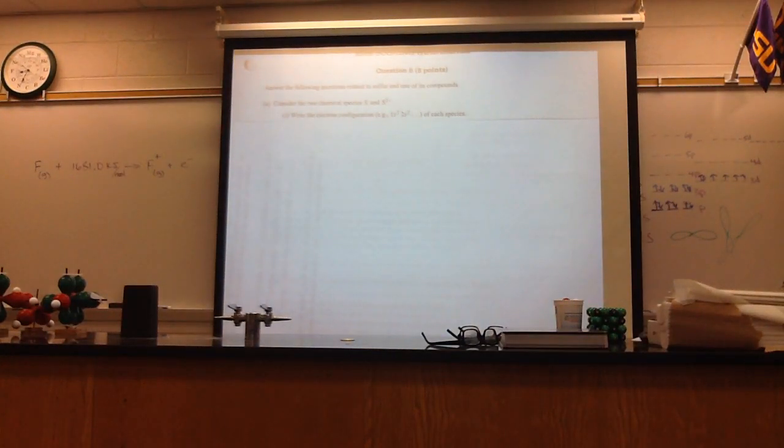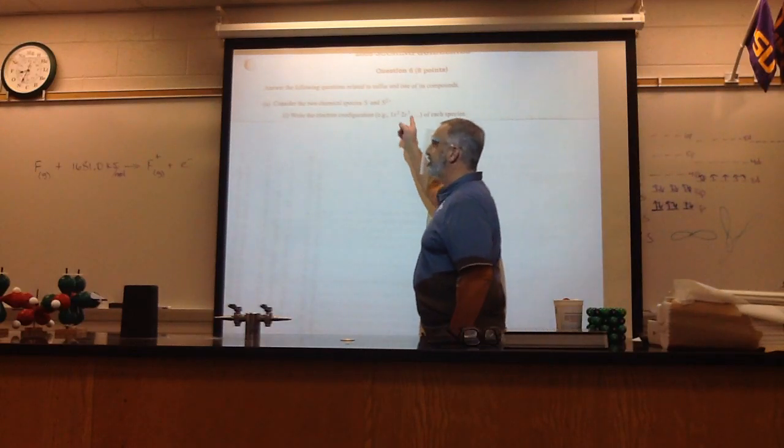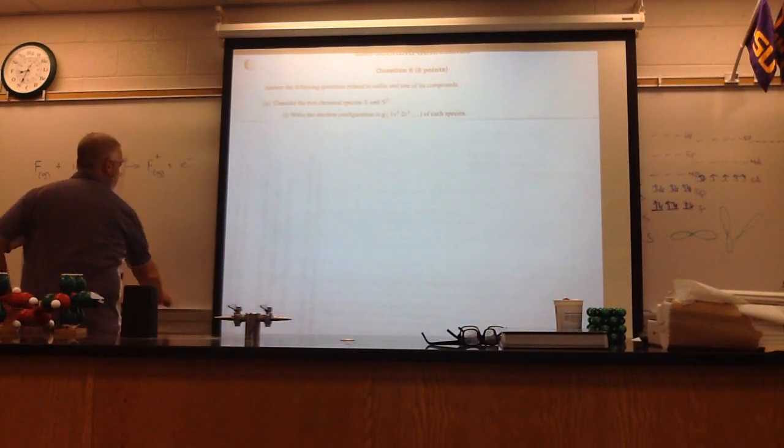Consider the two chemical species. I like that word, species. That's better than things. Okay? Write the electron configuration of each species. So what's going to be the difference between S and S2 minus?